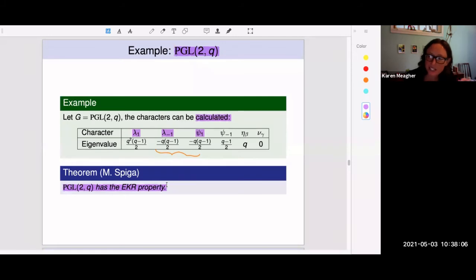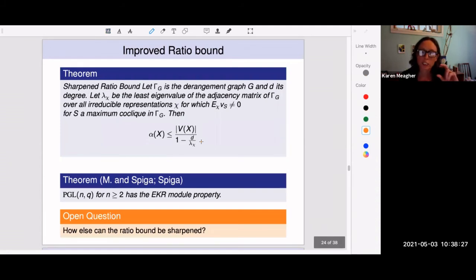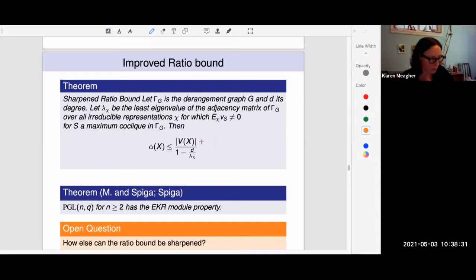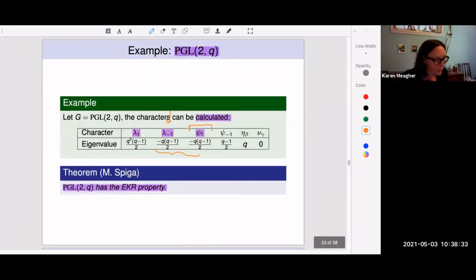But there's something sort of sneaky going on in here, right? I have two different irreducible representations giving me the same eigenvalue. Now I think this is the one that I like. This is my number of fixed points minus 1, and this is a sneaky little guy that's getting in the way. We can actually tighten up our ratio bound a little bit. Let's go back. There.